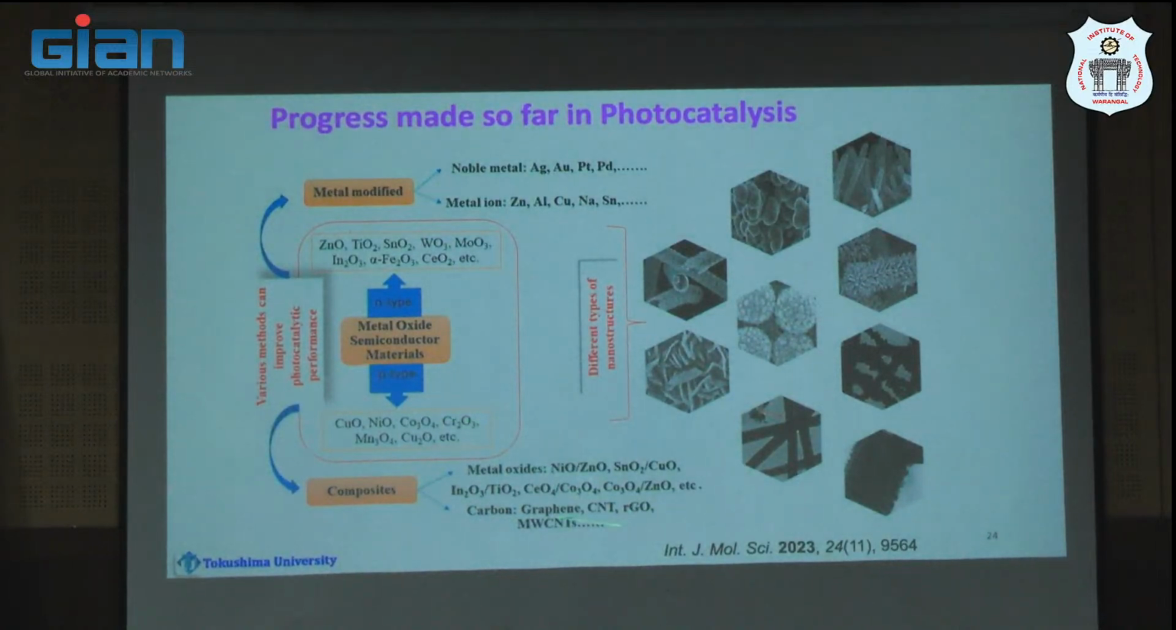Metal oxide, carbon based material. Metal oxide, metal. So for binary composites, you will find several papers. In the last 3-4 years, instead of this binary, the ternary composite can be prepared for photocatalysis.